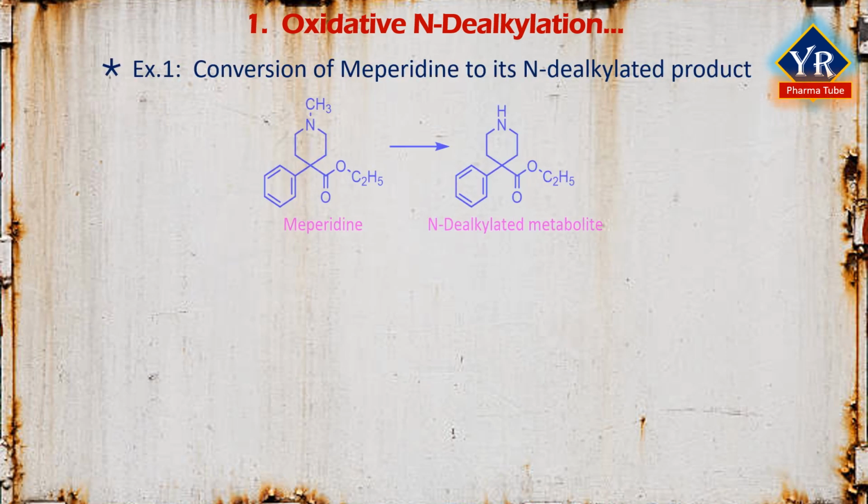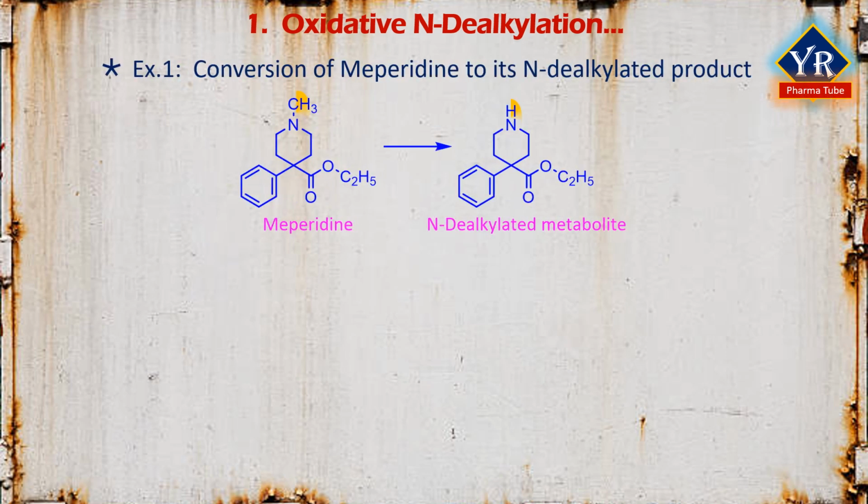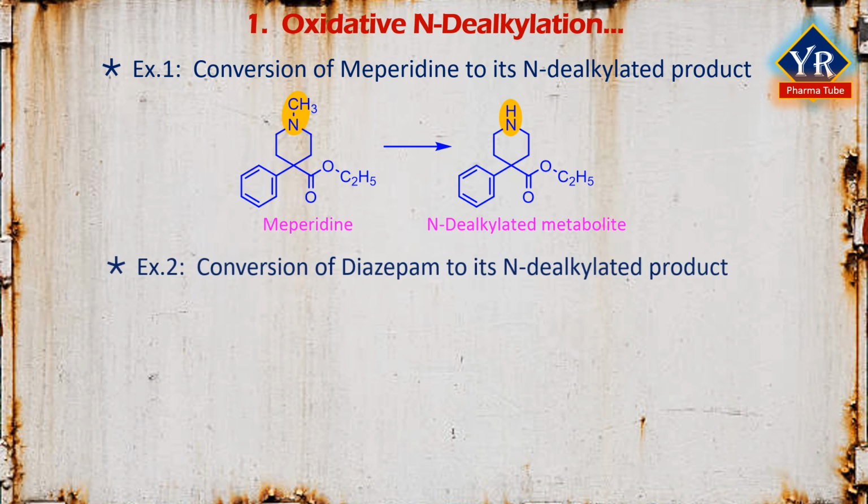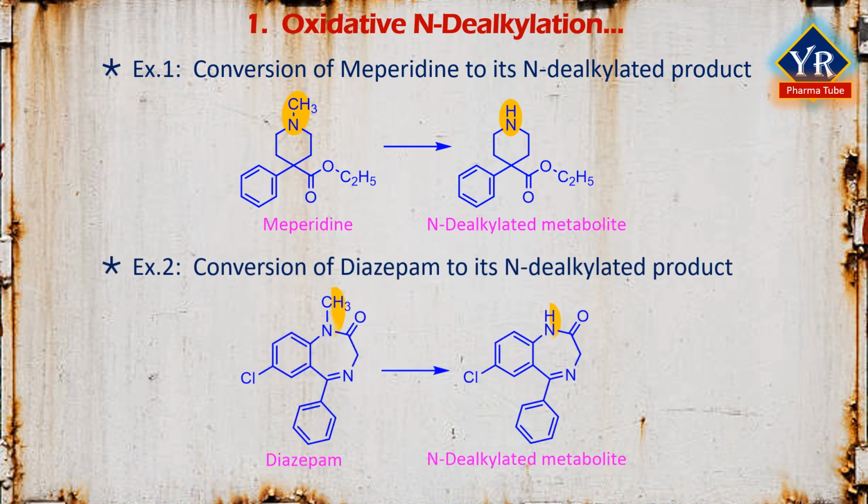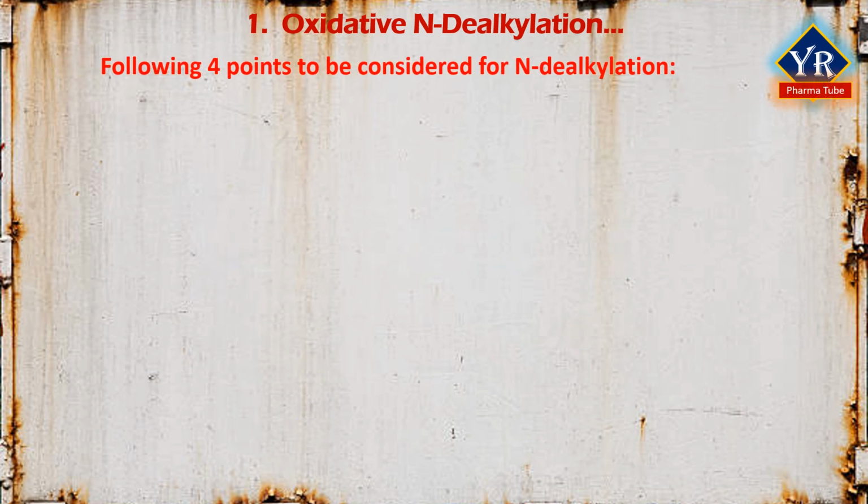Examples of two drugs that are known to undergo N-dealkylation are shown in the figures. The functional groups on meperidine, a tertiary amine, and diazepam, an amide that can be dealkylated, have been highlighted. In both reactions, the methyl group present on the nitrogen is eliminated to form the corresponding dealkylated products. There are 4 points to be considered regarding drug molecules and the N-dealkylation process.